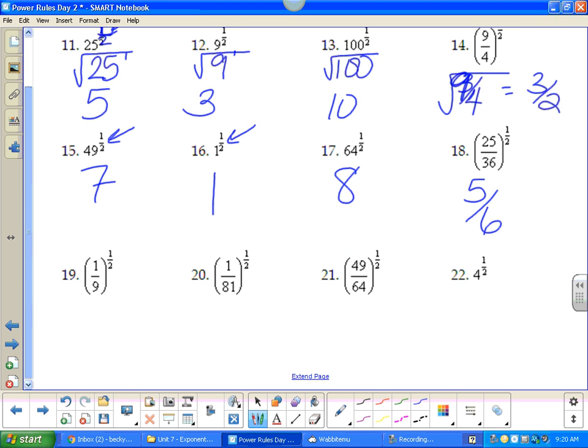The square root of 1/9, which is 1/3. The square root of 1 over 81, which is 1/9. The square root of 49 over 64, which is 7 over 8. And the square root of 4, which is 2. So again, this is your power, and this is your root, square root.